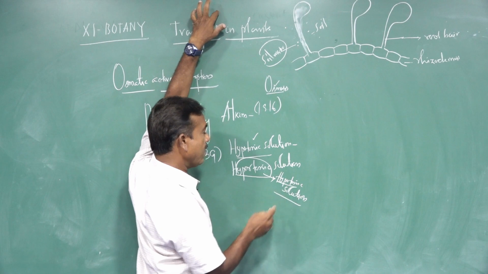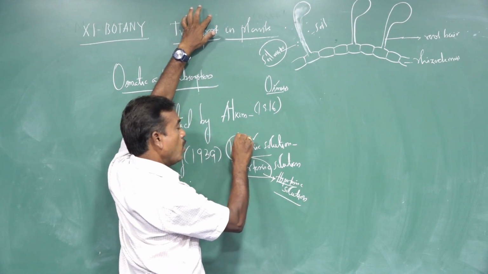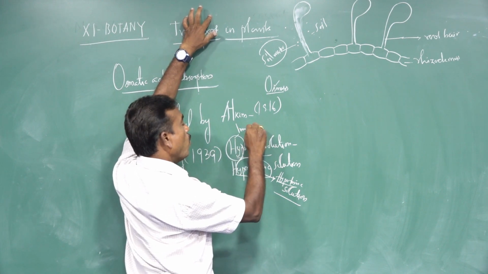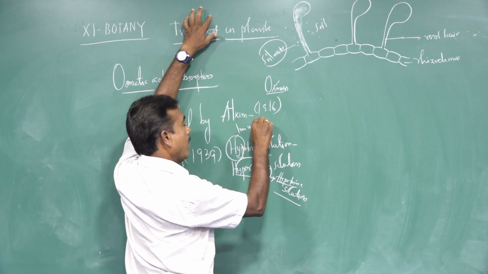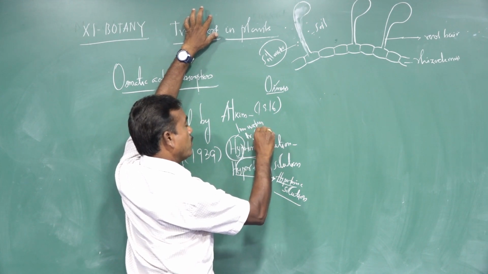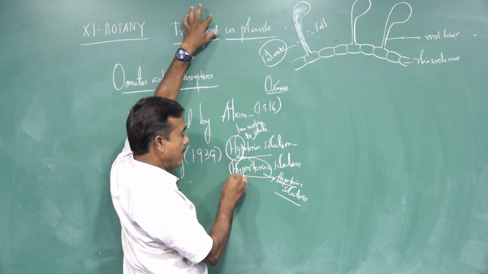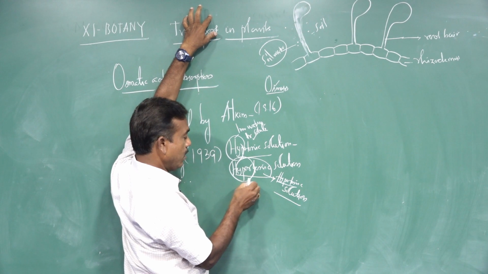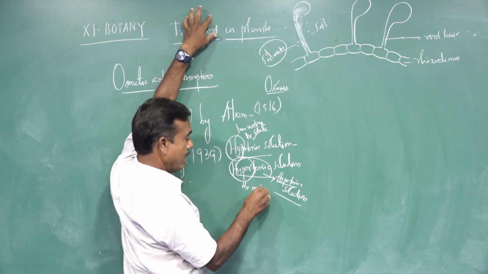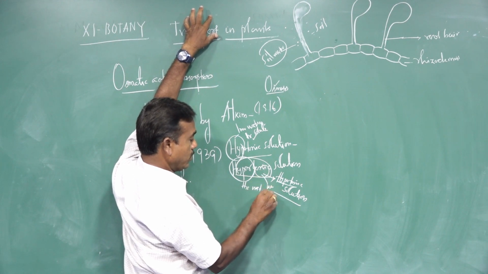Do you know the meaning of hypotonic solution and hypertonic solution? Hypotonic means high water potential and low solute potential. Hypertonic means low water potential and high solute potential.